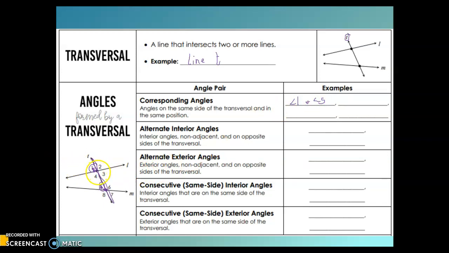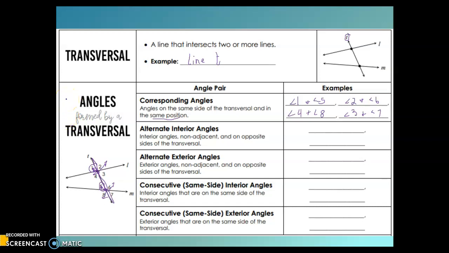If we go to the intersection and go up and to the right of our intersection, you can see angle 2 and angle 6 are corresponding angles. We then go from the point of intersection down into the left, so I've got 4 and 8 corresponding angles. And then we've got 3 and 7 as our corresponding angles. So when we talk about the same side of the transversal, that's just left or right of the transversal, and then the same position, we mean up, like above the point of intersection, or maybe going down below the point of intersection.